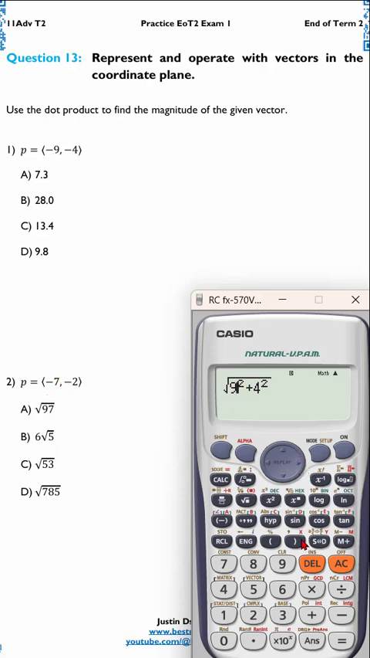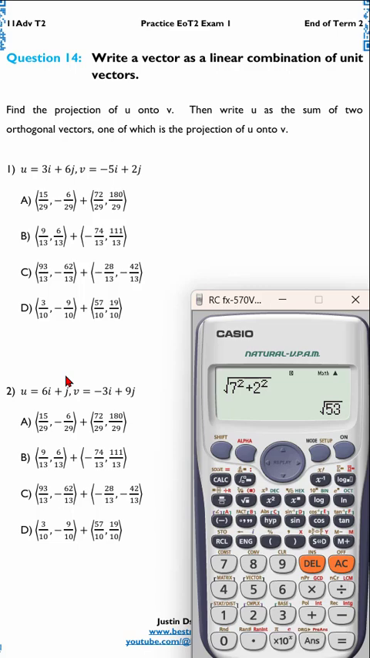What about the next one? 7 squared and 2 squared. It's square root 53. You can either have a decimal point or in radical, that is square root 53.